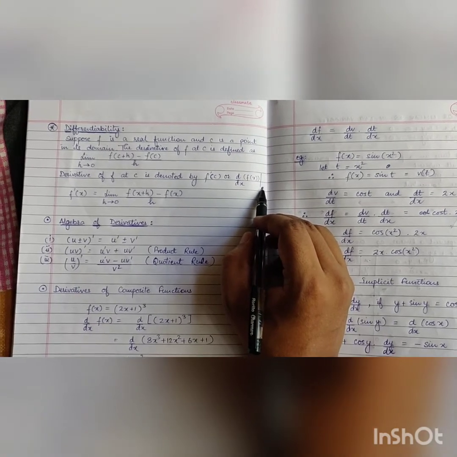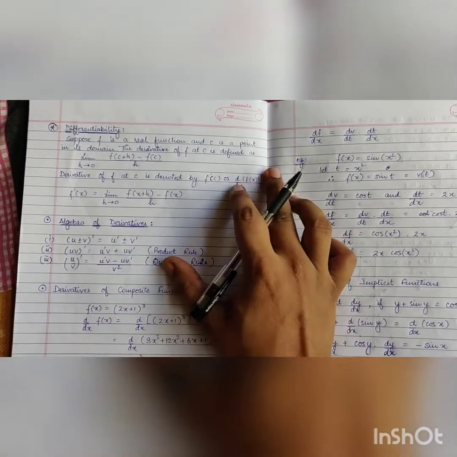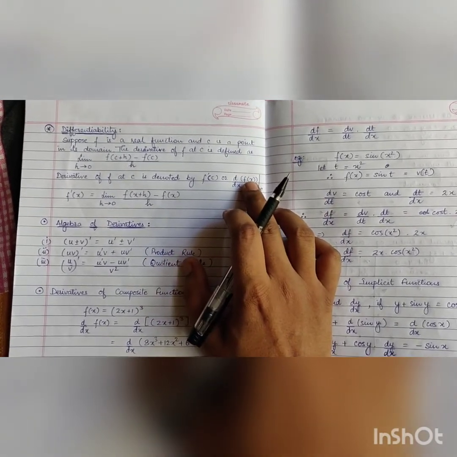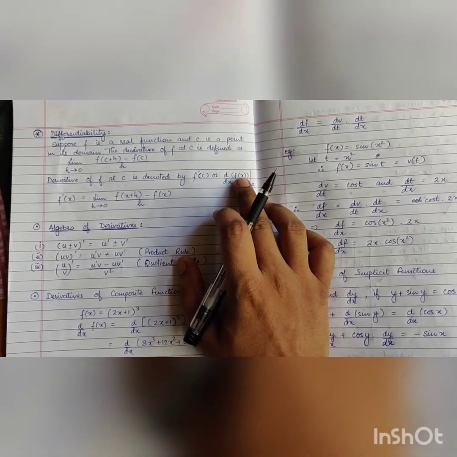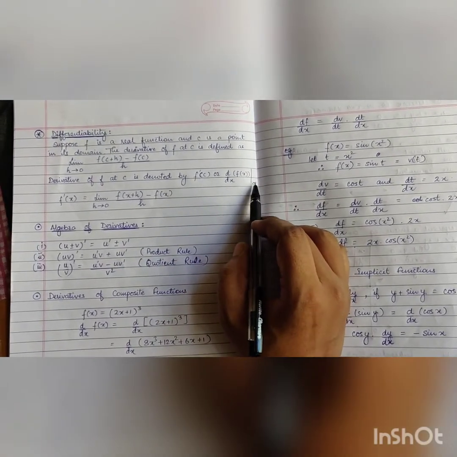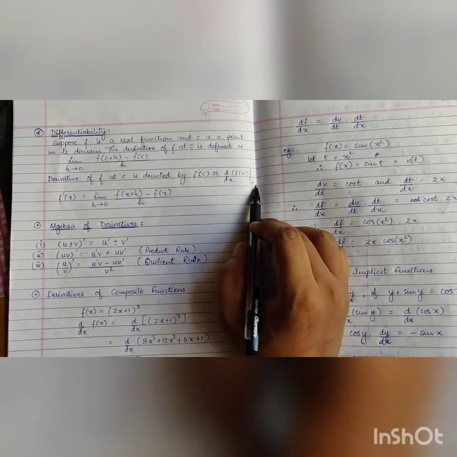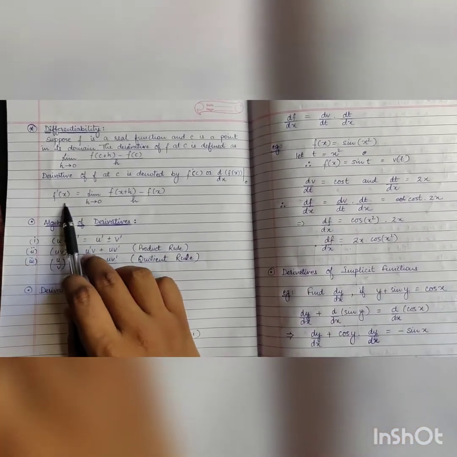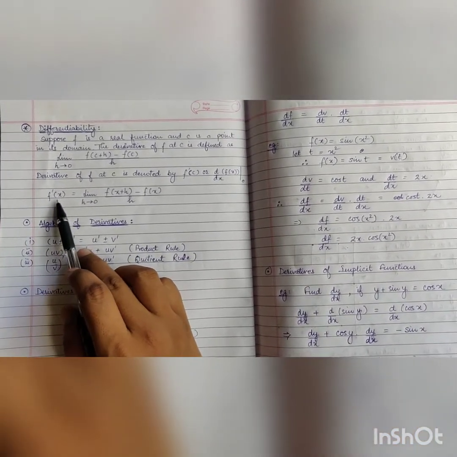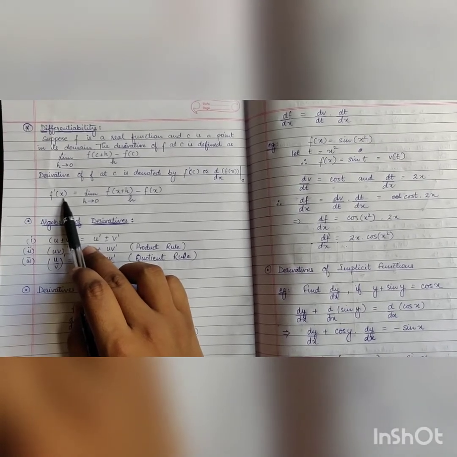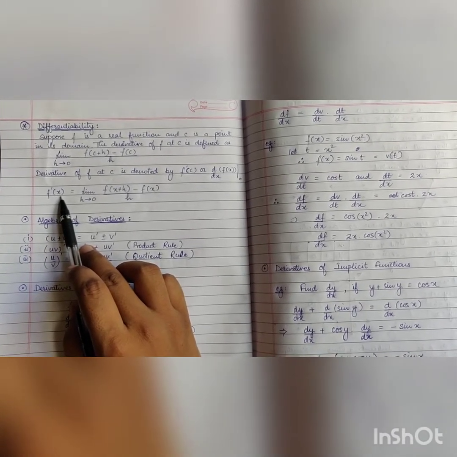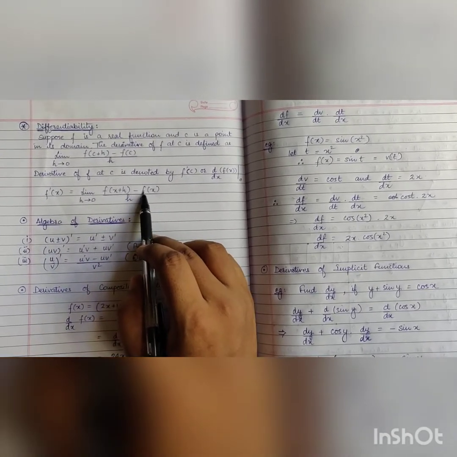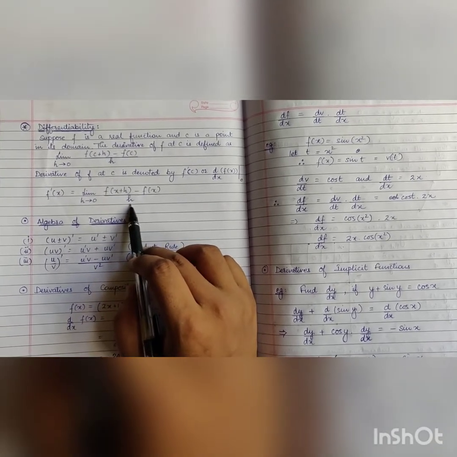If I just write d by dx of fx, that means I am finding the derivative of this function fx, but no particular point is given. But if I write it like this with C, that means I am finding the derivative of this function at a particular point C. In general we can write f dash x, that means the derivative of a function with respect to x. How to find the differentiation of it? Limit h tends to 0, f of x plus h minus f of x upon h.